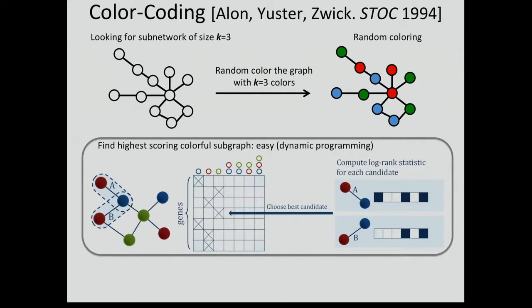So easy means that it can be done by dynamic programming, and this dynamic programming procedure is efficient as long as k is not too large. So k is essentially log n, where n is the number of vertices in the entire graph.